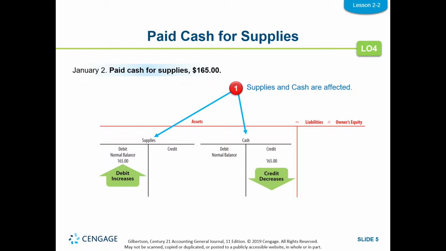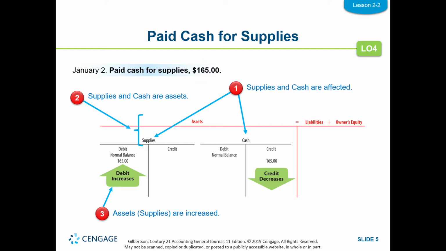Next question, how is each classified? Well, cash, I can own it. It's an asset. Supplies, I can own those. That's also an asset. So both supplies and cash are assets. Third one, how am I changing each classification? Well, if I look at this, I got supplies, so my supplies are going up. I paid cash, so my cash assets are going down.